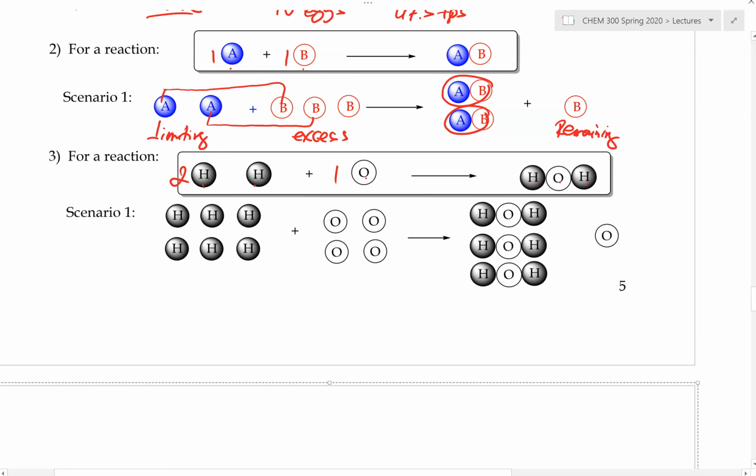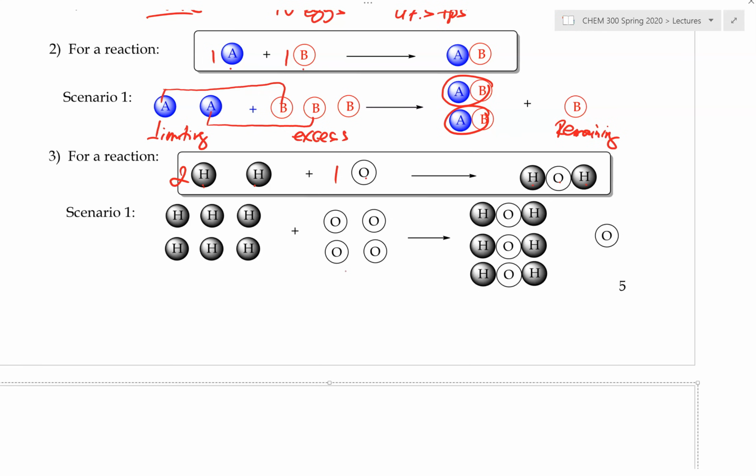Now, initially, upon inspection, it seems that we have less O than H, right? Because there's only 4 O and there are 6 H. So that means that we have a small amount of O. So we may be very tempted to say that, hey, O would then be my limiting reactant. But in this case right here, no, it is not.